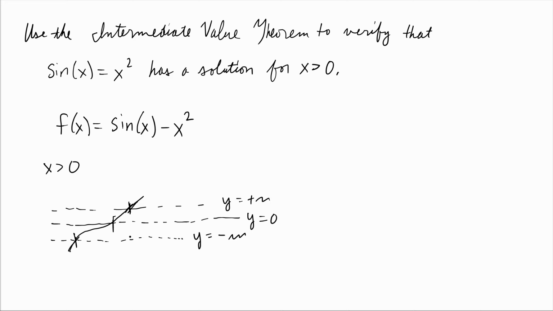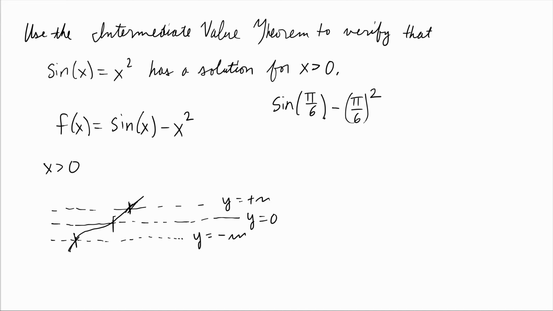That's what the intermediate value theorem states. So to verify this has a solution basically amounts to finding x values, just throwing x values in until we see one that's an output that's negative and an output that's positive, for x values that are bigger than 0. I'm going to throw in pi/6 into this. So sine of pi/6 minus pi/6 squared.